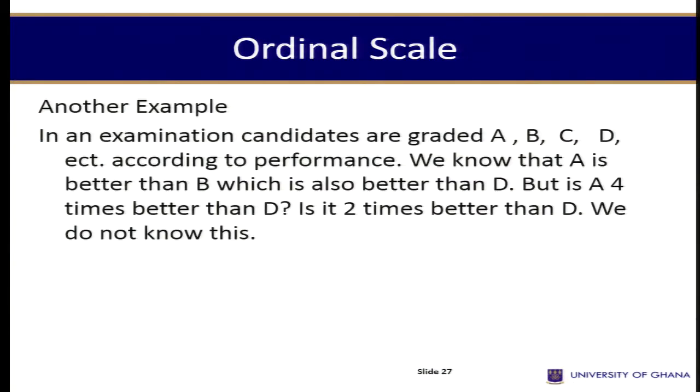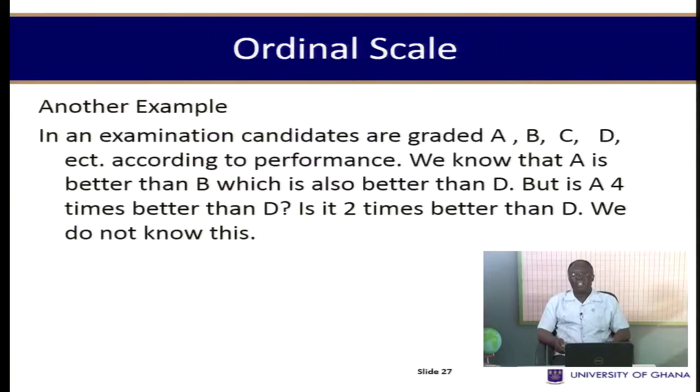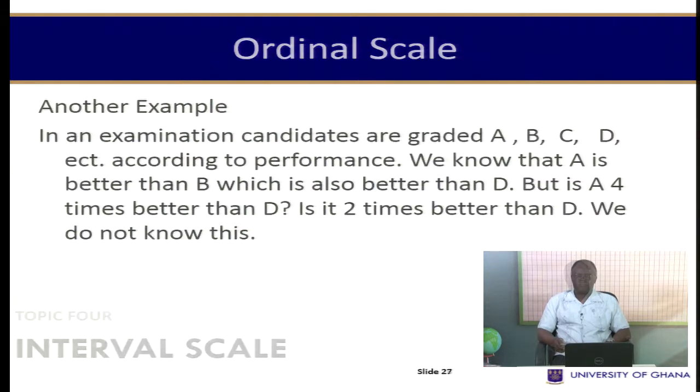Let's take the next example for this. In an examination, candidates are graded A, B, C, D, etc. according to performance. We know that A is better than B, which is also better than D. But is A 4 times better than D? Is it 2 times better than D? We do not know this. I hope this is well understood.